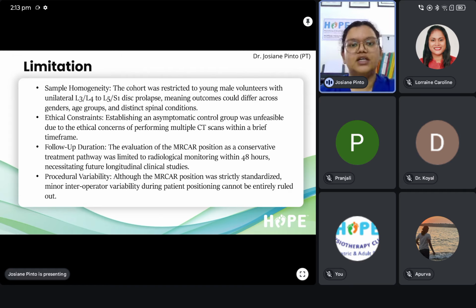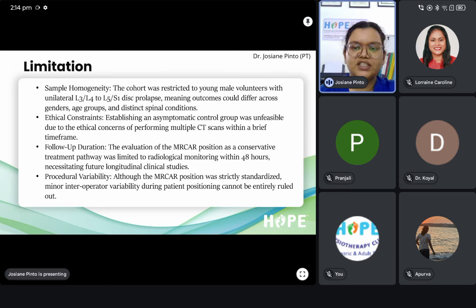Now, the limitations of this study. The study was restricted to young male volunteers with unilateral L3, L4, L5S1 disc prolapse and L4, L5 also, meaning outcomes could differ across genders, age groups and distinct spinal conditions. Also, as we spoke about earlier, it was not inclusive of women due to hormonal fluctuations, and so a wider study needs to be conducted, also including women, working around the whole hormonal cycle conundrum.